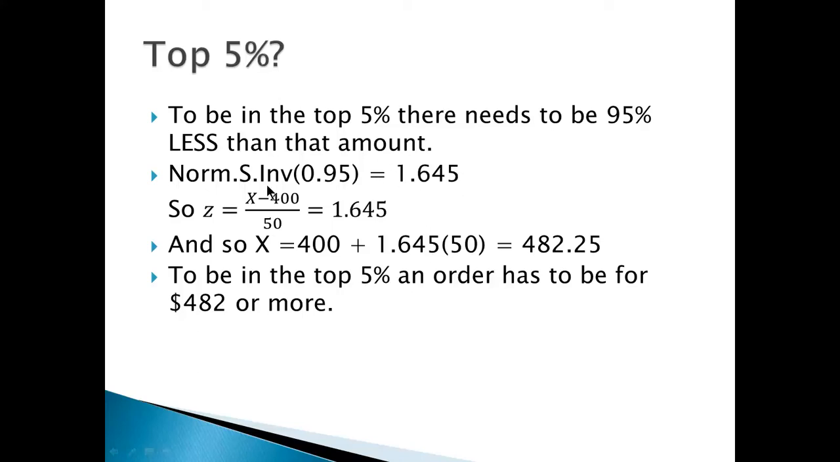So we simply solve the z-score formula. Z is the x, the unknown, minus the mean, 400, divided by the standard deviation, 50, and the NORM.S.INV tells us that's 1.645. And so we solve this equation for x, and we get that x is 482.25. So to be in the top 5%, an order has to be for $482 or more.